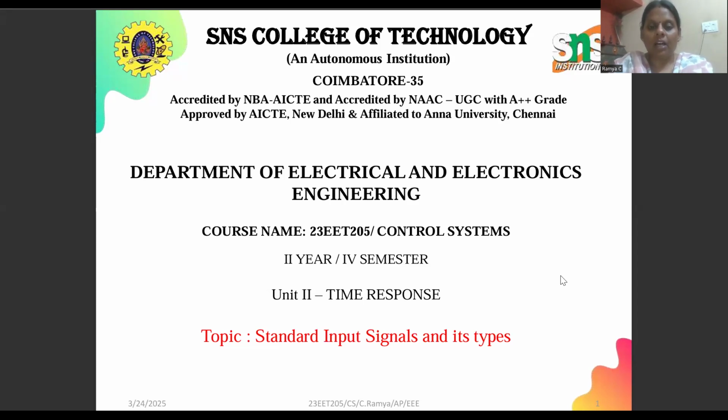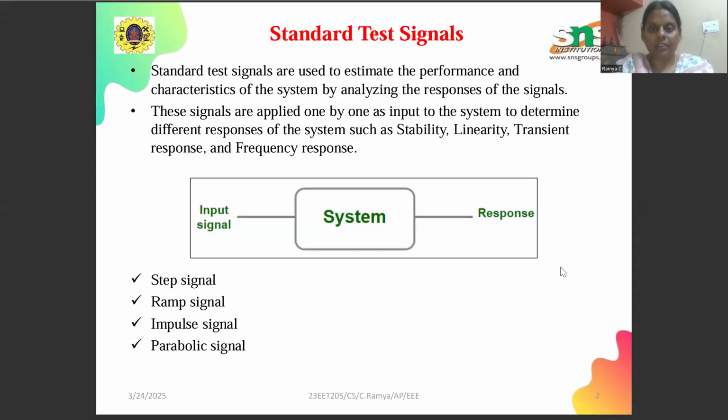Here I'm going to explain the basic things we have to do in the time response. For that, we need to know what are all the standard input signals we have, and what are all the different types of input signals we are going to apply to the system. So first we have to know what is the standard test signal.